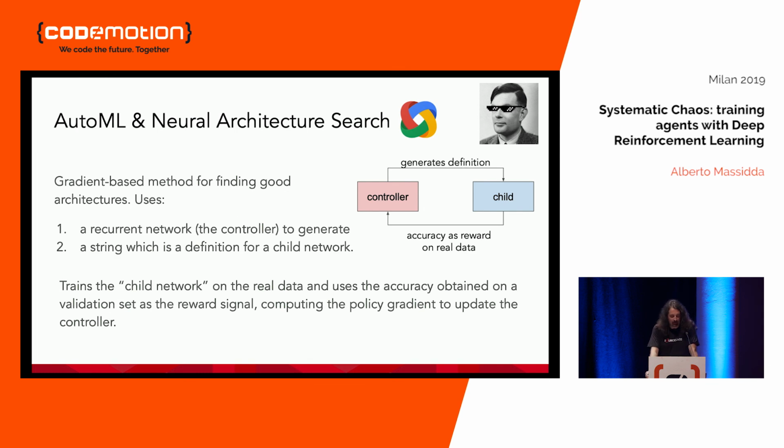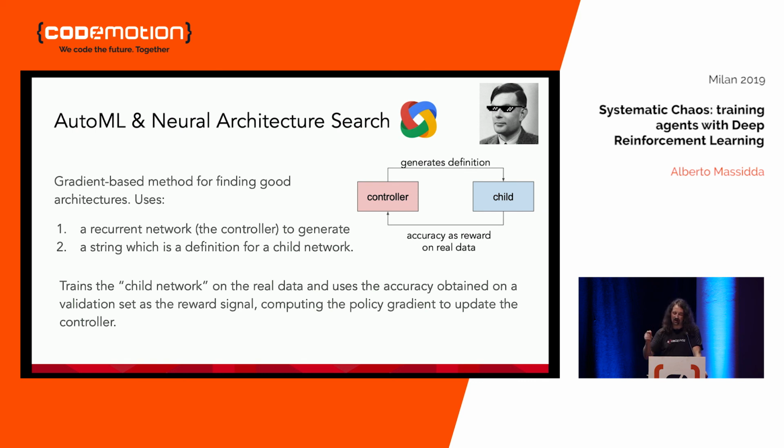Instead, AutoML, you may have heard that Google Cloud puts at your disposal an algorithm that searches the best neural network for your data and derives automatically the best network. This is called AutoML, but it's a commercial branding term. In academia, it's called Neural Architecture Search, and it's invented by Google Brain. It's a gradient-based method for finding good architectures.